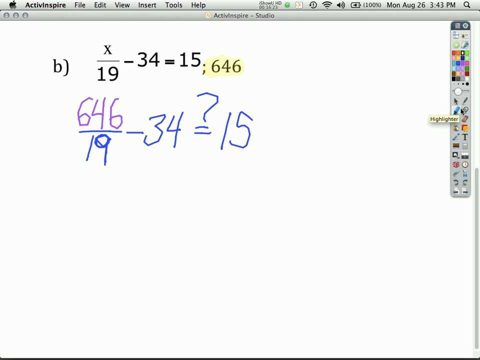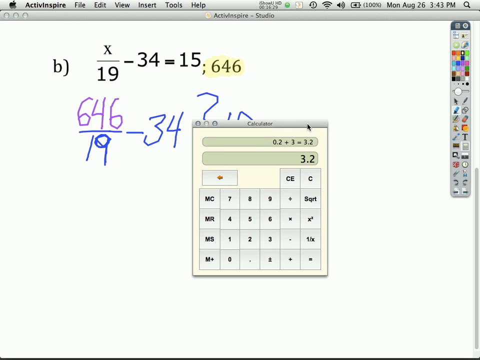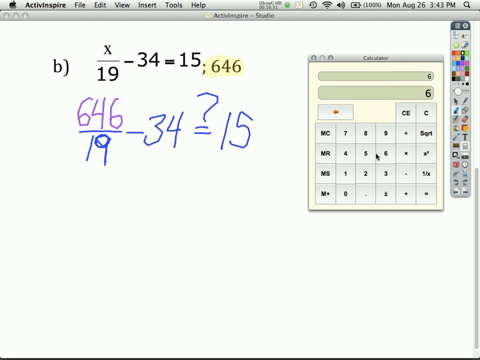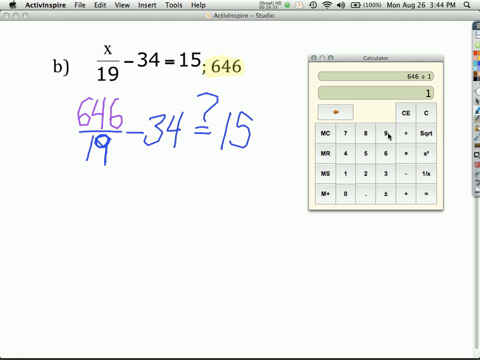Good. Give me a thumbs up if you can do that mentally. Good. That's what I expected. Pick up your calculator and do 646 divided by 19. What do we get as a result of that? We got a whole bunch of people who know. Catalina? 34. We get 34.